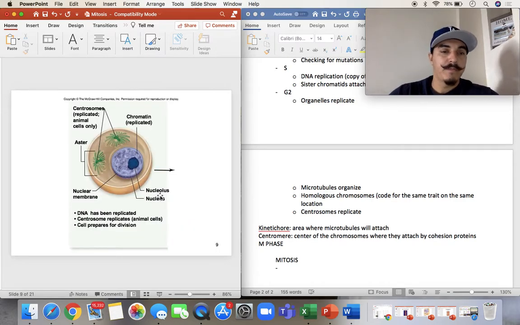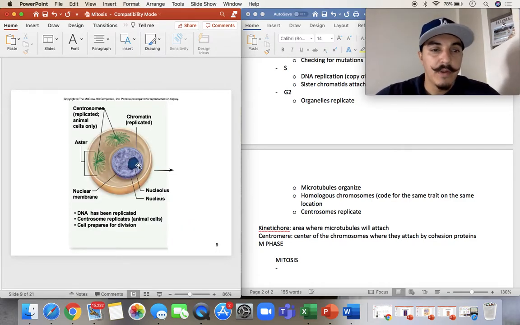Okay. So here's a little picture of the cell. See, so here's our nucleus. Chromatin is just in here. Nuclear membrane is around. So here's the centrosomes. So like little tootsie rolls, and those lines are like the microtubules that are around that I was talking about. Okay, and we'll see in the phases of mitosis how everything works.